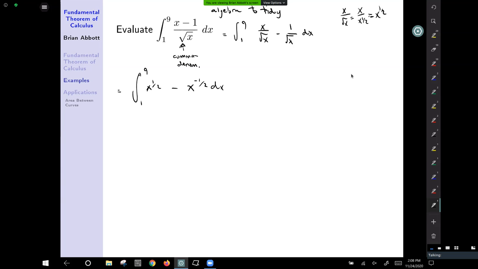And now we're ready to integrate. This is something we can absolutely do. So for the first one, we've got x to the 1/2 plus 1 gives me 3/2 power. 1 over 3/2 is multiplied by the reciprocal. Minus, x to the negative 1/2 plus 1 gives me positive 1/2, multiplied by the reciprocal. 1 over 1/2 gives me 2 over 1. And we're going to evaluate this from x equals 9 to x equals 1.